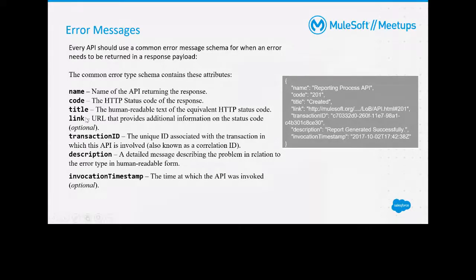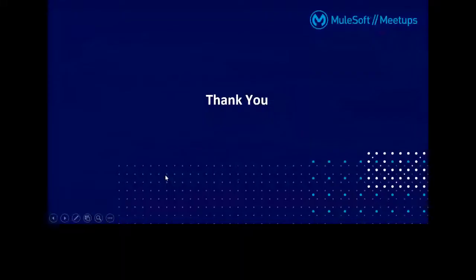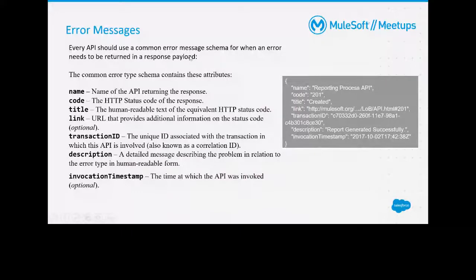Then if you have a link, you can provide the link also, but that can be optional. It is always good practice, if you are using a transaction ID with your API, to send the transaction ID back. It is very useful for tracking purposes. If you want to track which of my responses failed, the transaction ID is very important. Then you can give a detailed description about the error, and when the error occurred. Those kinds of things can be sent in your error message. So that is all about RAML best practices.